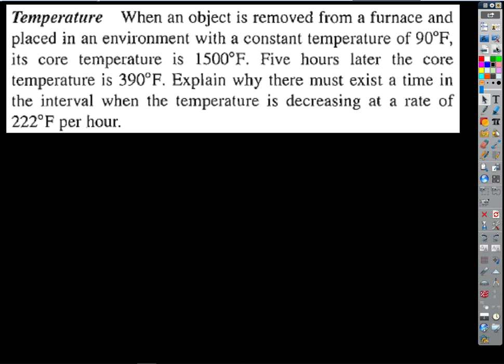So when an object is removed from a furnace and placed in an environment with a constant temperature of 90 degrees Fahrenheit, its core temperature is 1500 degrees Fahrenheit. 5 hours later, the core temperature is 390 degrees Fahrenheit. Explain why there must exist a time in the interval when the temperature is decreasing at a rate of 222 degrees Fahrenheit per hour. Okay?